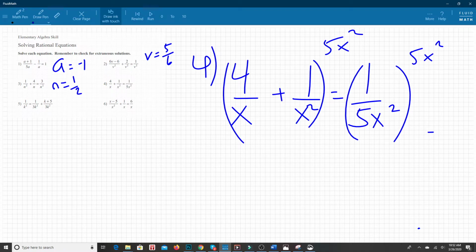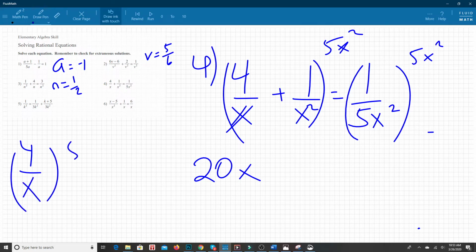So then I can cross out my x right here. It's going to leave one x over here, right? So it's essentially going to be 5x times 4, which is going to be 20x. Everyone sees that, right? So I have 4 over x over here, and then I multiply by 5x squared. I can cross out one of my x's, and I multiply these two things together. I get 20x. That's essentially how I'm doing this.